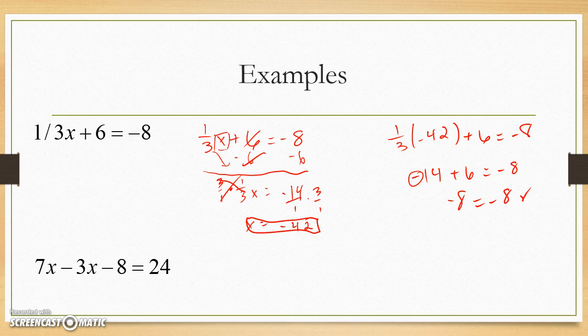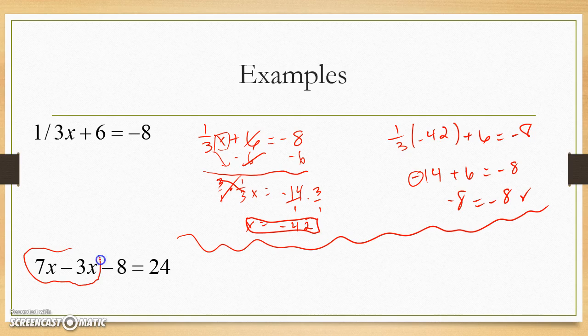So, let's look at the bottom one here: 7x minus 3x minus 8 equals 24. Go to step 1, simplify one or both sides of the equation if needed. And now we have like terms that we can simplify. 7x minus 3x is 4x, minus 8 equals 24. This is an equation that we can recognize now, very similar to that first one we worked on. So we're going to add 8 to both sides. 4x equals 32. Divide by 4. x equals 8.